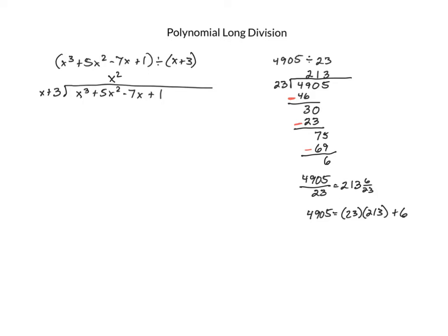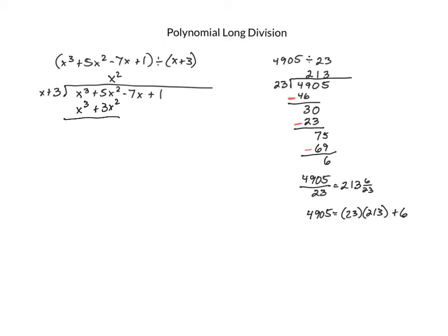And just like we did when we were doing the arithmetic long division, we now multiply. This x squared gets multiplied by the entire x plus 3. That's how the plus 3 part becomes involved. So x squared times x plus 3. We make sure we distribute. And we have x cubed plus 3x squared. And now we make sure we subtract.